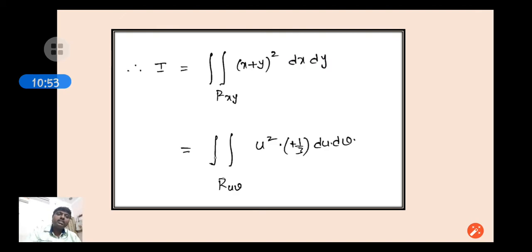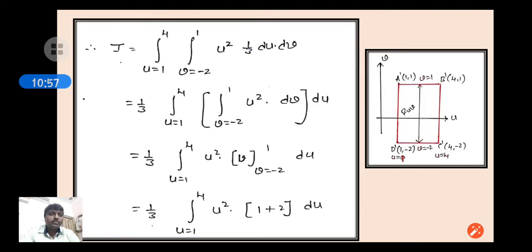Now we are writing the limits in terms of uv. See here. You can observe that our region is a rectangular box. This is the u axis. Your u is varying from left hand to right hand. For the left hand, u value is 1. For the right hand, u value is 4. That's why u is varying from 1 to 4. For a fixed u, your v varies from lower to upper.